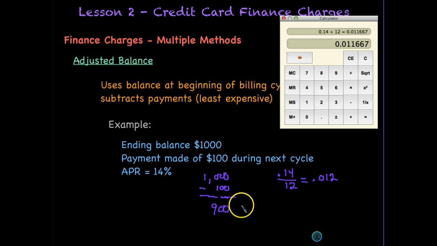In order to figure out our finance charge, then we would multiply the 900 by this 0.012. So I will just hit times 900. And our finance charge in this situation is only $10.50.